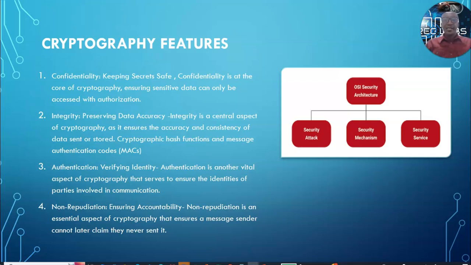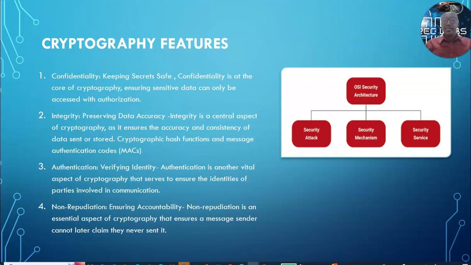In regards to integrity, these are ensuring that there's no insertion, no deletion, no modification of data. So you have to preserve data accuracy. It's a central aspect of cryptography to ensure the accuracy and consistency of data, that the data sent is exactly the data received. So we use algorithms like hash functions to achieve data integrity.